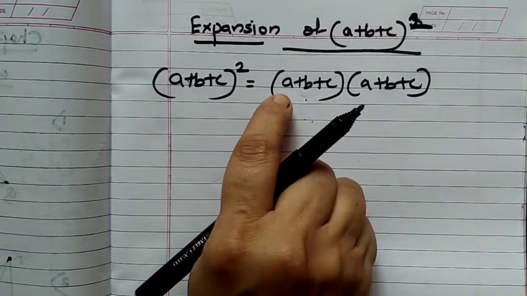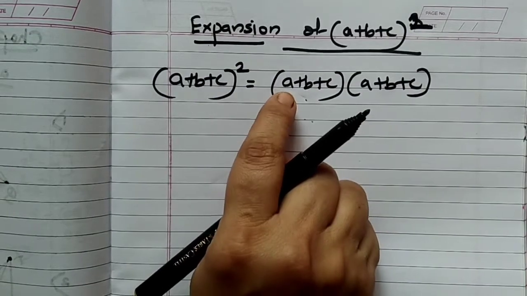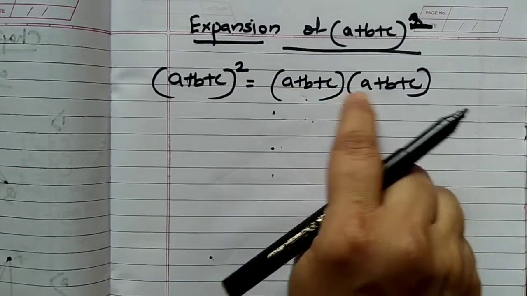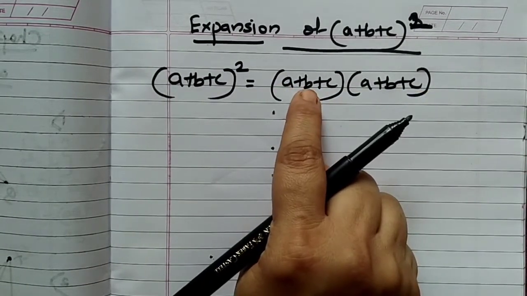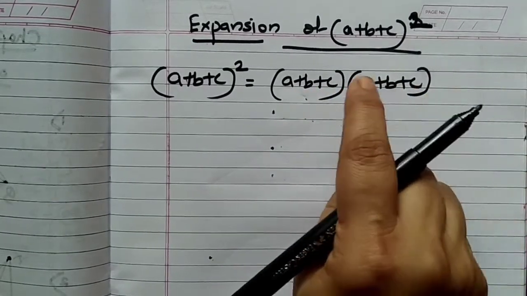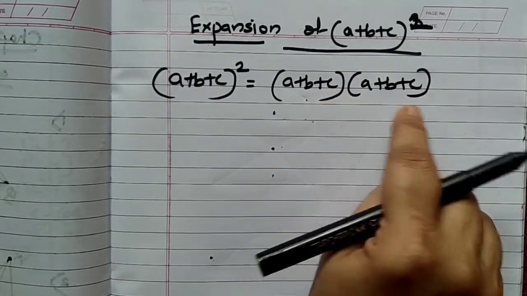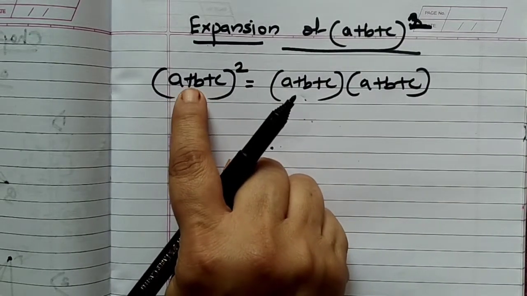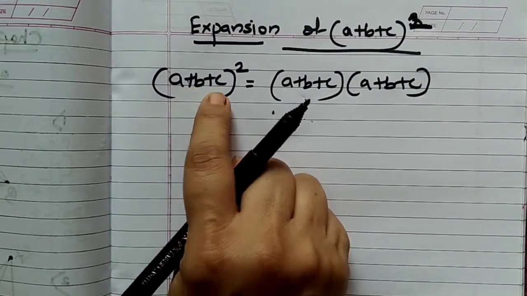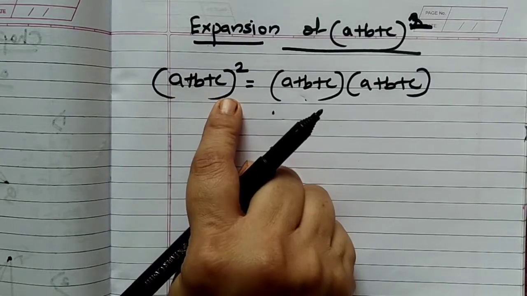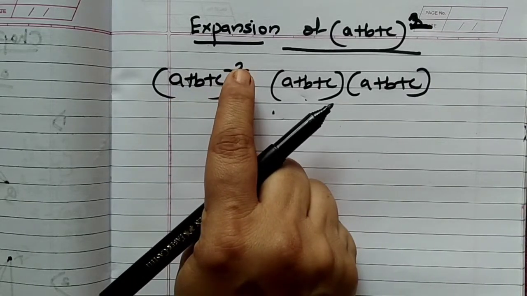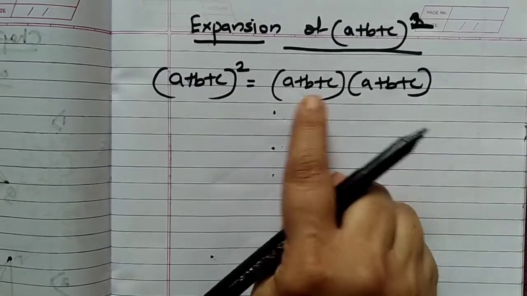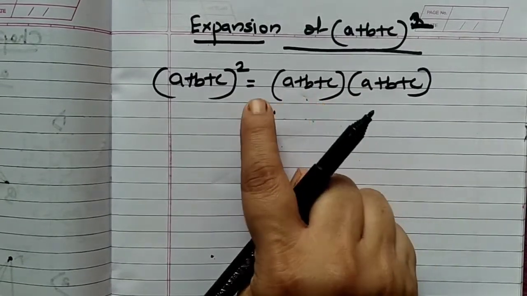So we'll start with first letter A. We'll multiply this A to all the three. Then we'll multiply this B to all the three. And then we'll multiply the C to all the three. Same way we can do the expansion of A plus B minus C, A minus B plus C, any alphabets which are given in the whole square type, you have to multiply the same brackets twice.